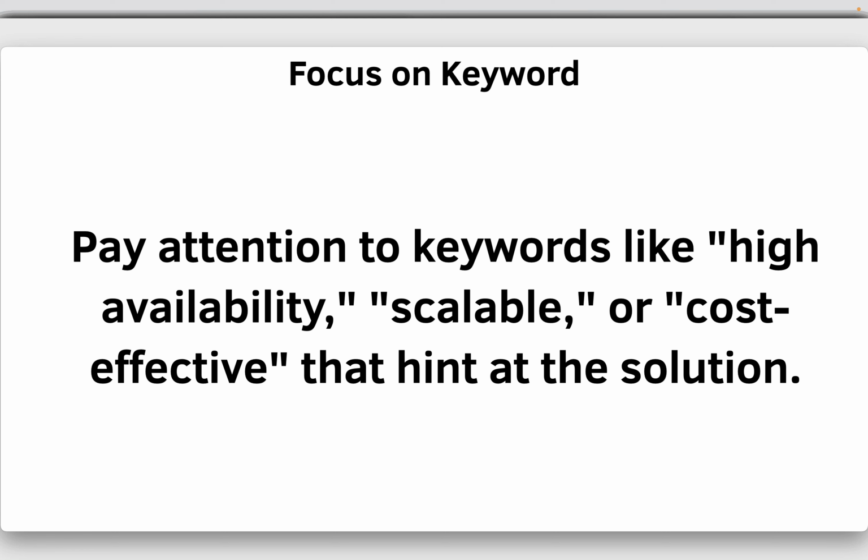Next, focus on keywords. Pay attention to keywords like high availability, scalability, or cost effective that hint at the solution. High availability keywords. So I'll give you some examples. Highly available: use multiple availability zones in the same region.